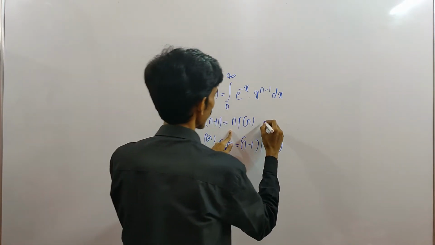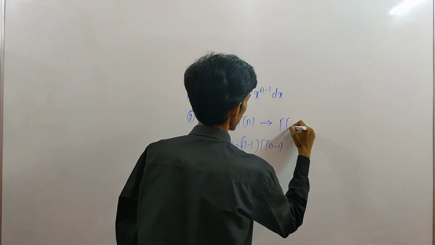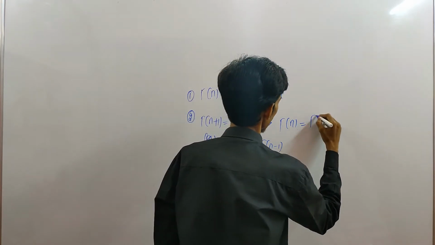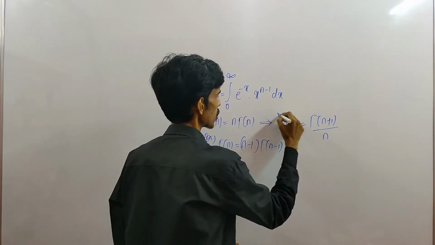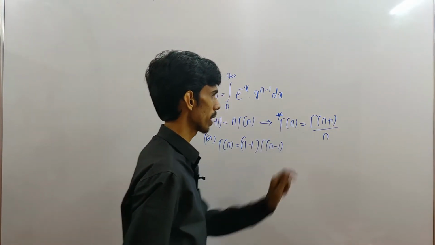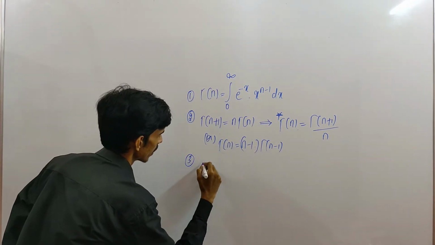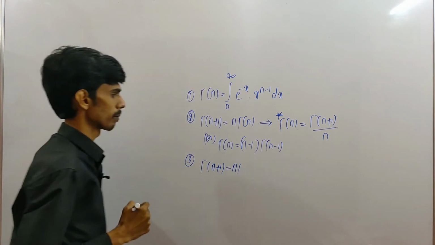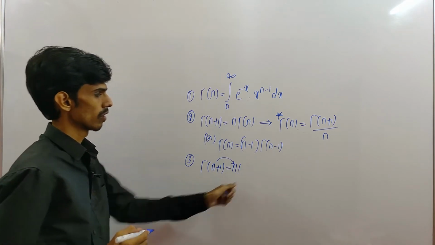From this formula we can write gamma of n as gamma of n plus 1 divided by n. This is also one of the important relations: gamma of n equals gamma of n plus 1 by n. One more thing we have learned is gamma of n plus 1 is n factorial. Here we have one value less, factorial.